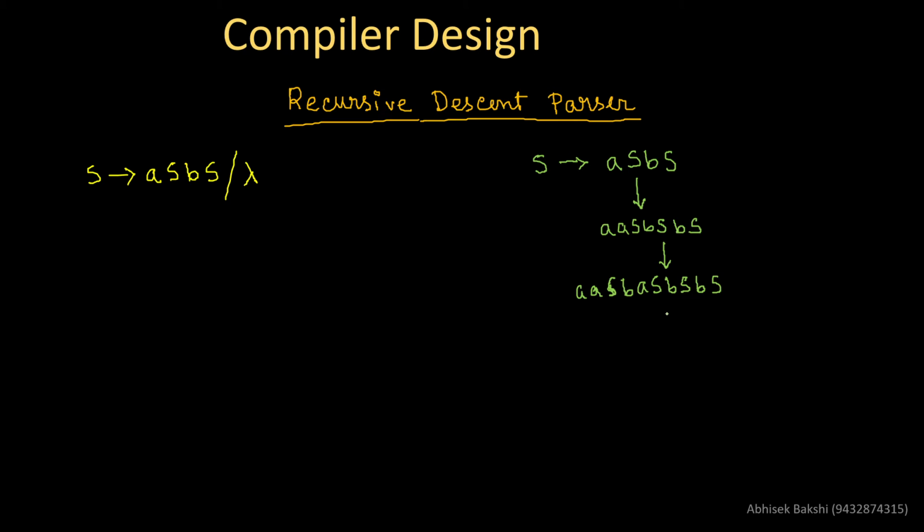And now let's explore the first S again. So I'll get again ASBS, and before this ASBS obviously I'll have two A's, and after this I'll have this whole combination B A S B and S, right?